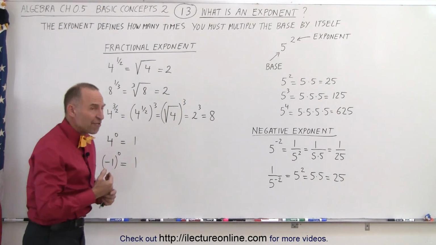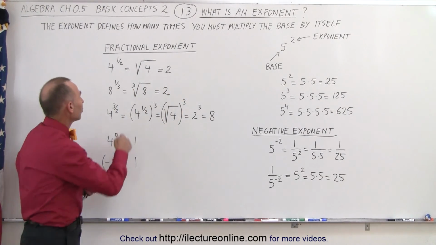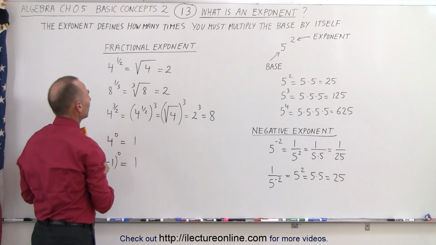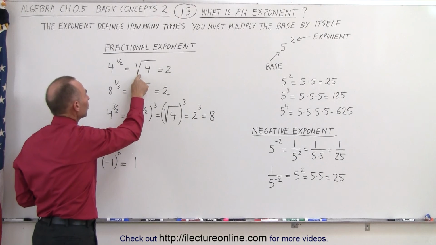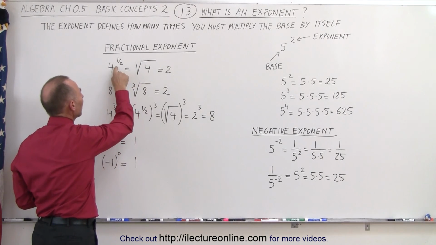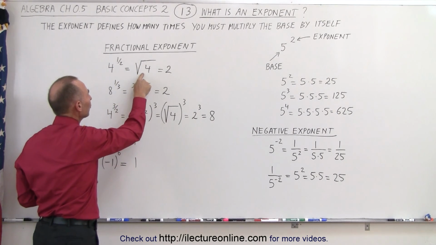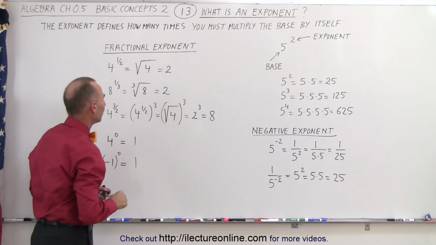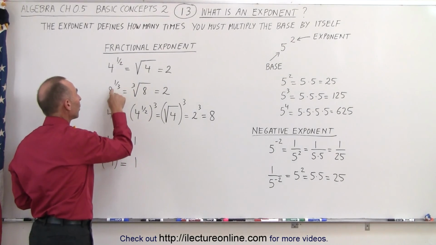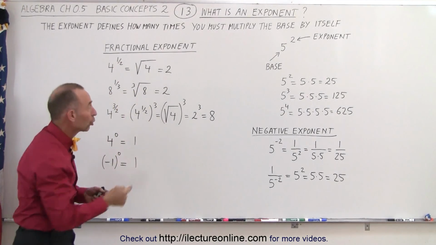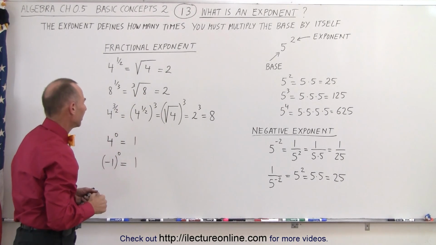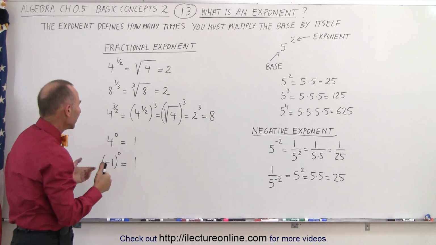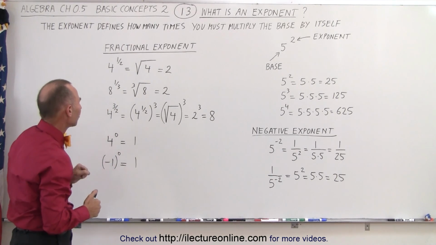What if we have a fractional exponent? What if we have the number 4 raised to the 1/2 power? Well, raising something to the 1/2 power is the same as taking the square root of that number. So 4 to the 1/2 power is the same as the square root of 4, which is therefore equal to 2. Or if we take 8 to the 1/3 power, that's equal to the cube root of 8, which is also equal to 2.